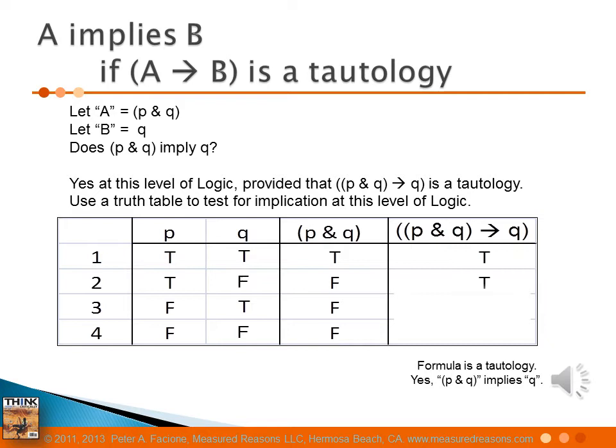To test whether one formula A implies another formula B, we form the conditional of those two formulas, if A, then B. We then build a truth table for that conditional. If it turns out to be a tautology, which is true on every row of its table, then yes, at this level of logic, A implies B.